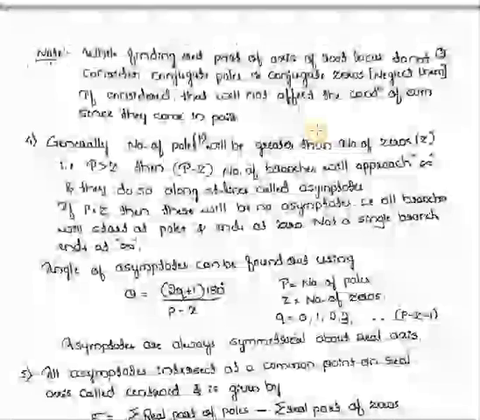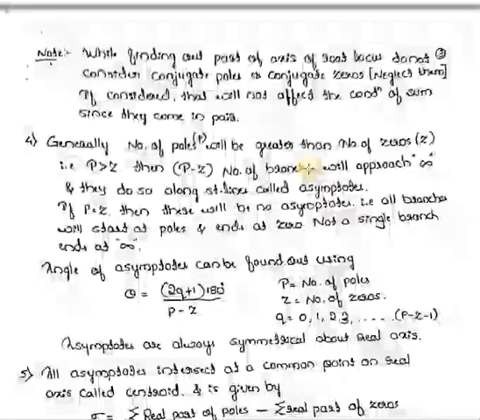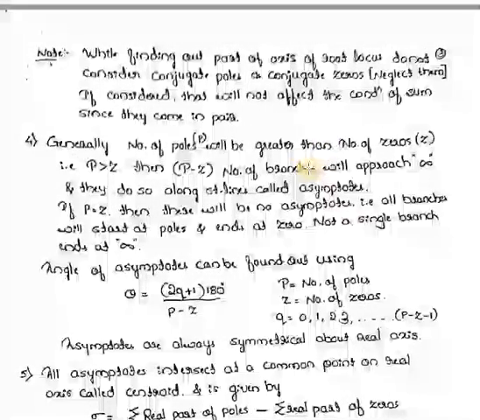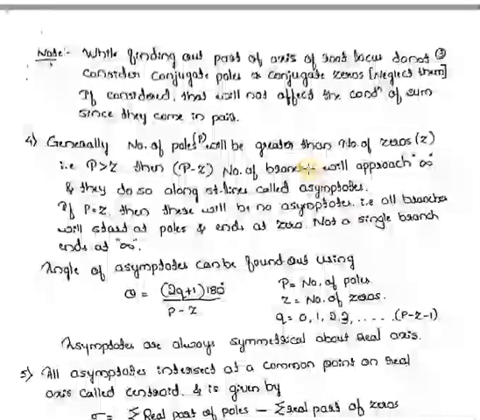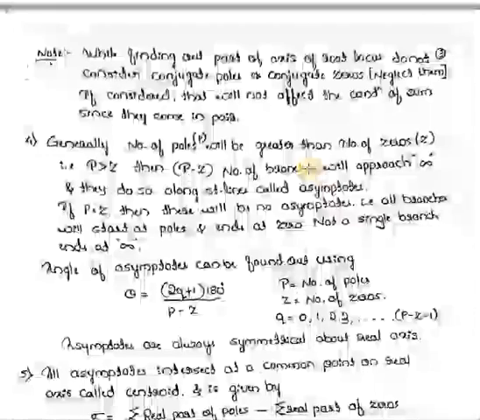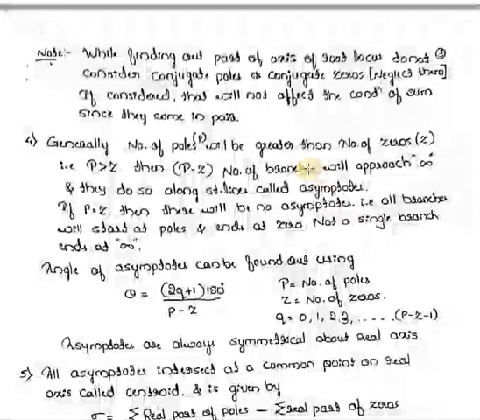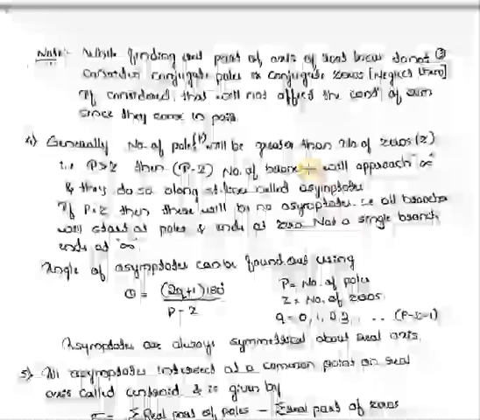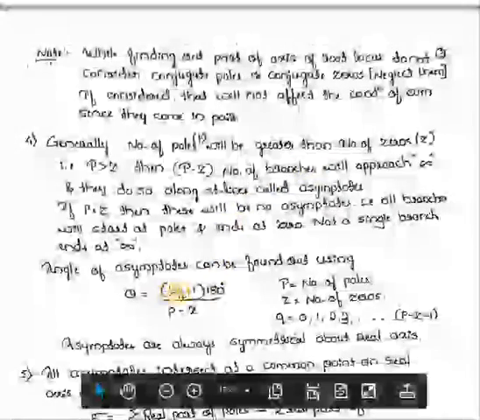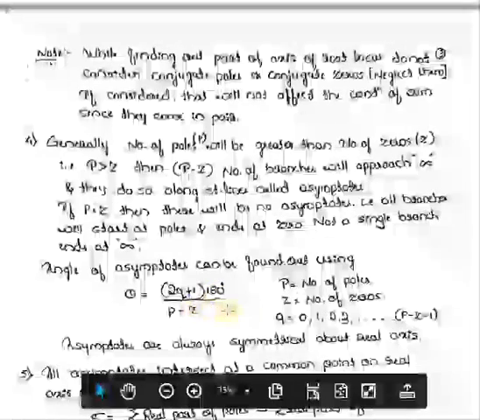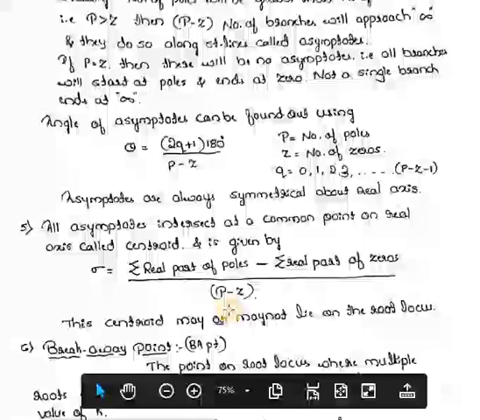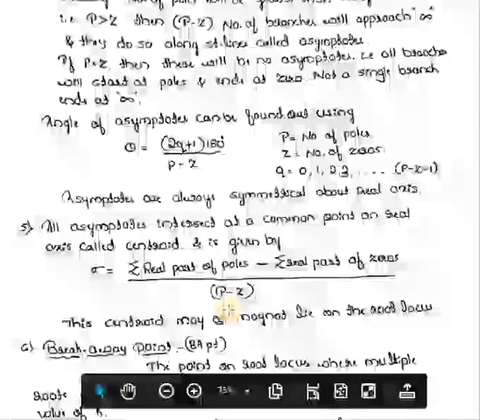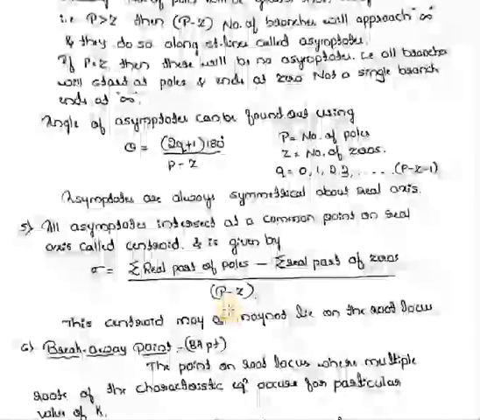Then you need to find out the number of asymptotes which are tending to infinity. That value you get by taking the difference between the number of poles and zeros, p minus z. Okay. After that, once you find the number of asymptotes, you need to find the angle for those asymptotes by using this formula: theta equals (2q plus 1) into 180 degrees divided by p minus z. After that, you need to find out the centroid for those asymptotes.